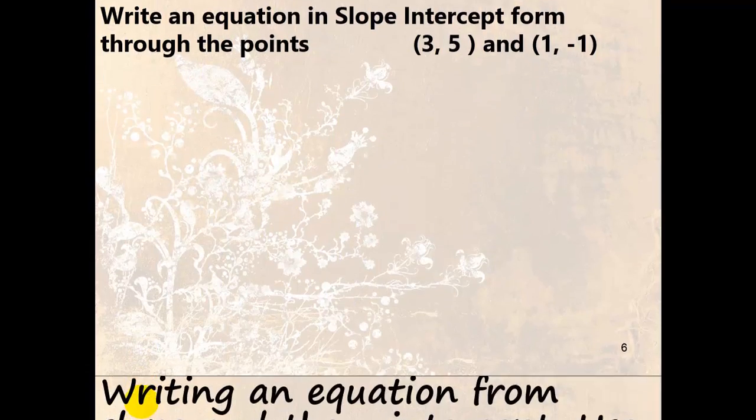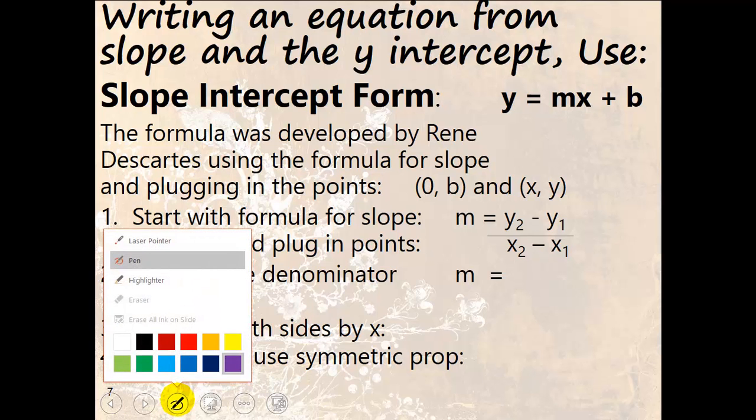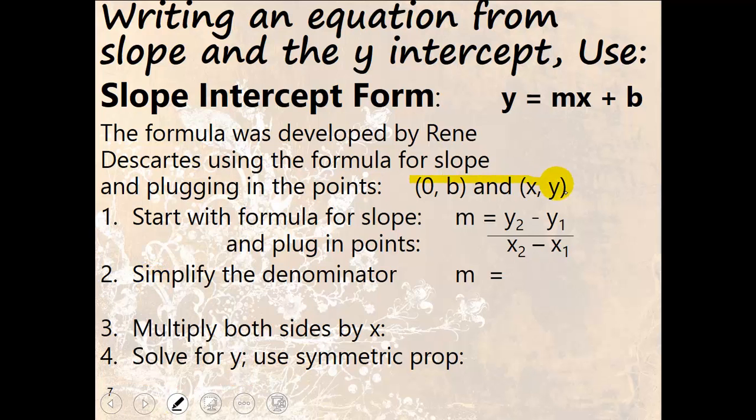Pretty easy, right? All right, and this one's even easier. Writing an equation when we're given the slope and the y-intercept. All right, so again, Rene Descartes is the one who developed the slope-intercept form, y equals mx plus b. And what he did for this one is he used the formula for slope, but he plugged in the y-intercept, which we call (0, b), and (x, y).